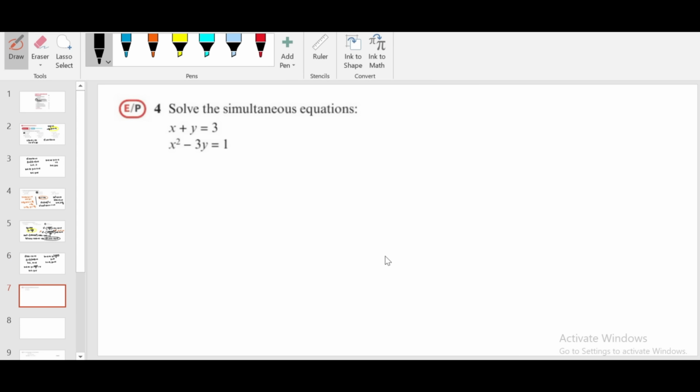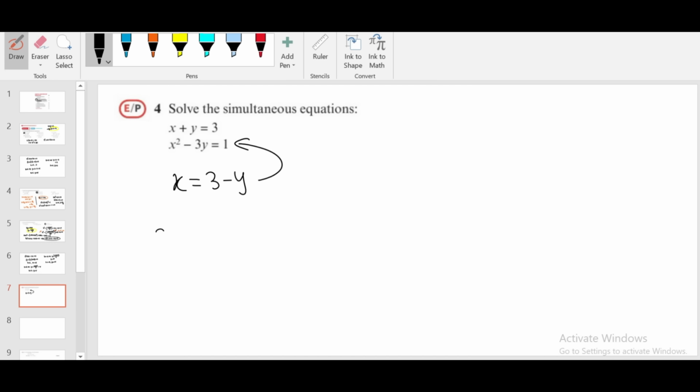That's all. Let's look at one more exam style question from the same exercise. Nothing new, it's the same thing. Take the linear equation, make x or y as a subject. I'm going to make x as a subject now. x equals 3 minus y. Sub in this into the second equation.